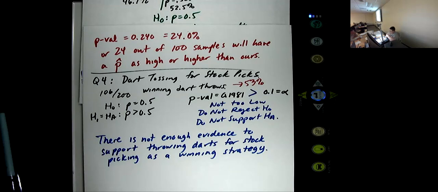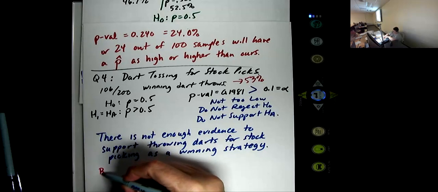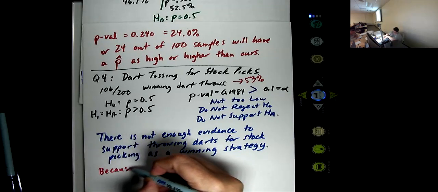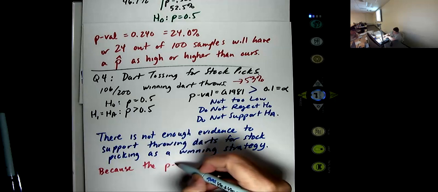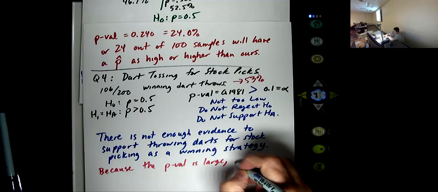The way they've worded their thing, they ask if we're rejecting H naught or not. And so we're gonna say, because the p-value is large, we do not reject the null hypothesis.